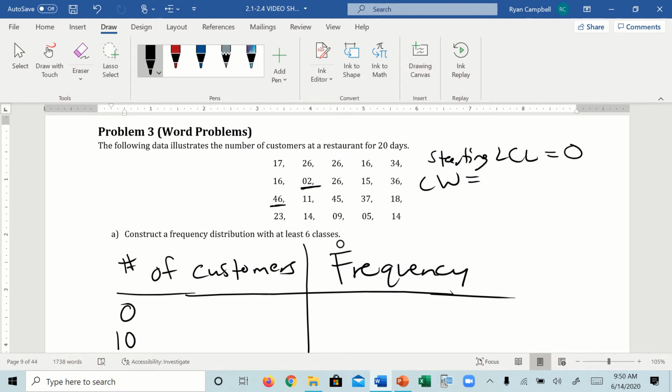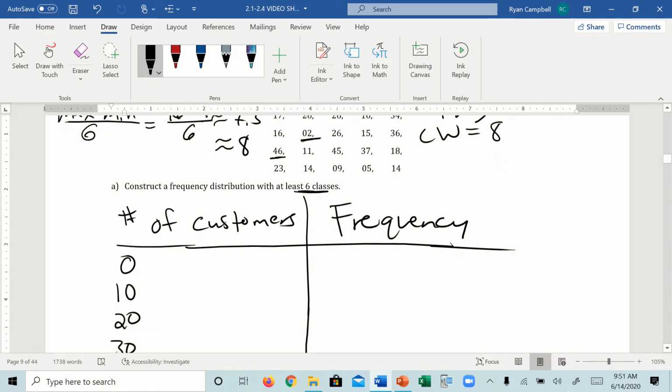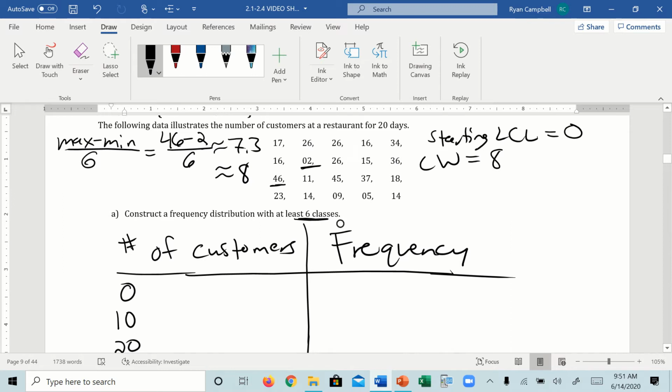Well, since 10 didn't work, let's just look and see what the suggestion was, right? Remember, it was maximum minus minimum divided by the total number they want, which is 6. So we said the biggest number was 46, smallest number was 2. So when we divide that out, we get about 7.3. So let's just round up to 8. Again, doesn't matter. 7 might work. 8 could work. We're just kind of doing a trial and error type thing. This is a good place to start.